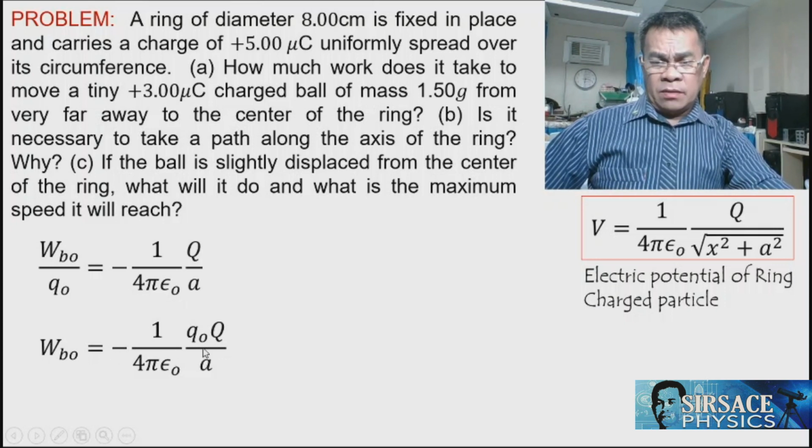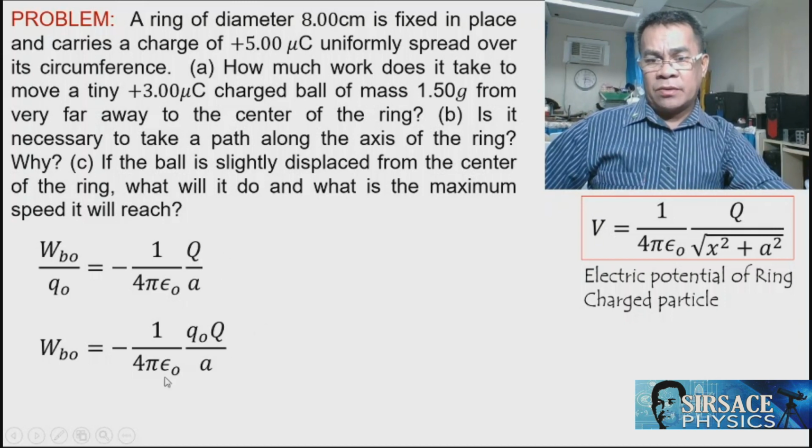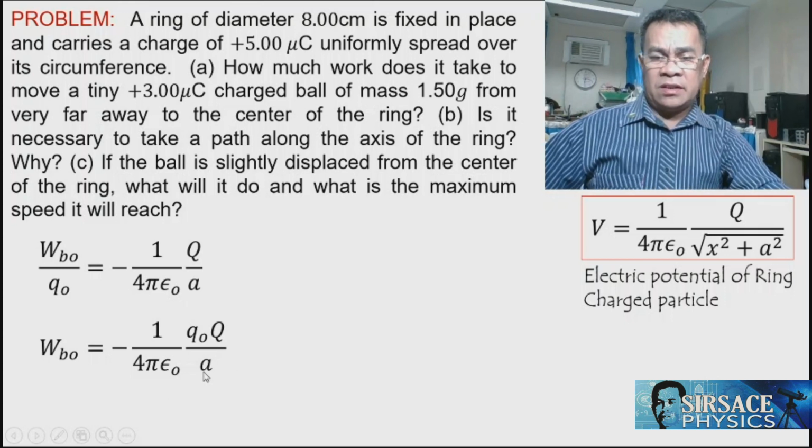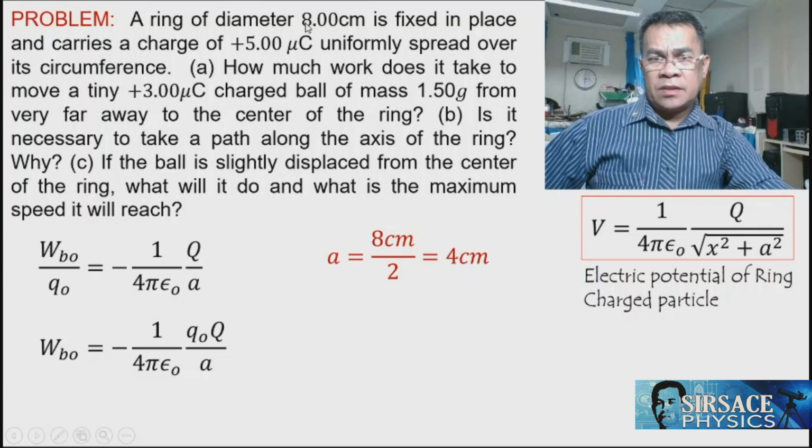Take note that Q naught is 3 microcoulomb. Convert that into coulomb, times 10 raised to negative 6, while Q is 5 microcoulomb, again times 10 raised to negative 6, because negative 6 is micro, divided by A. What is your A? Take note that the given problem is the diameter. Half of the diameter is the radius. So 8 centimeters divided by 2, our radius is 4 cm. This 4 cm will be substituted here, then converted into the equivalent in meters.